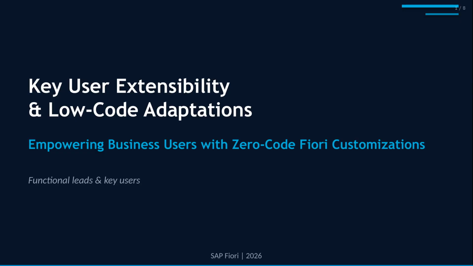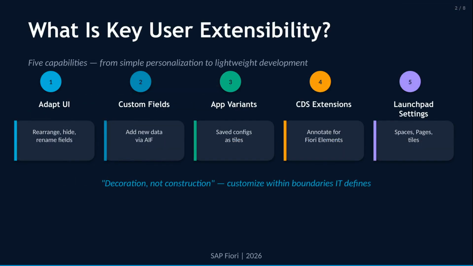This is the exact problem key user extensibility solves. In the next 6 minutes, you will learn how SAP lets trained business users customize Fiori apps themselves. No ABAP, no developer ticket, no 8-week wait. And you will learn how to govern it so those customizations do not turn into chaos.